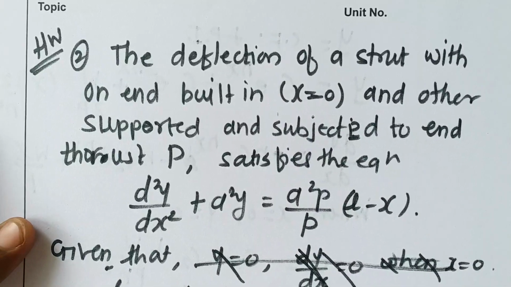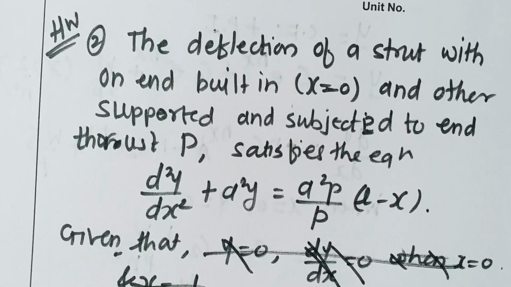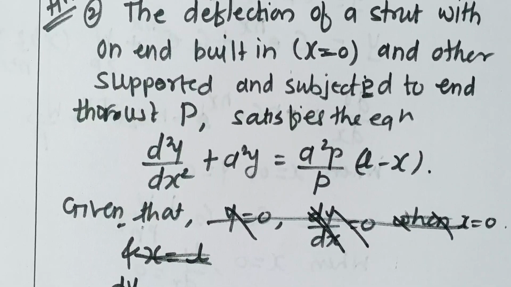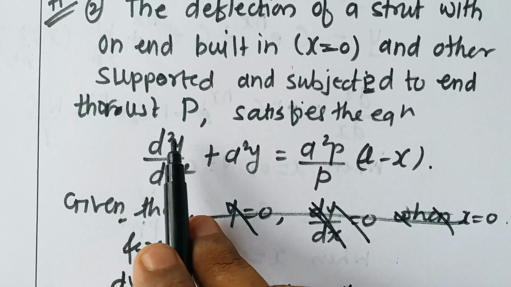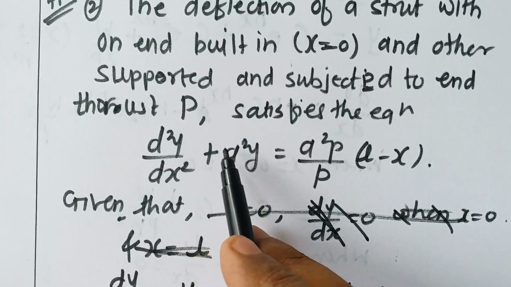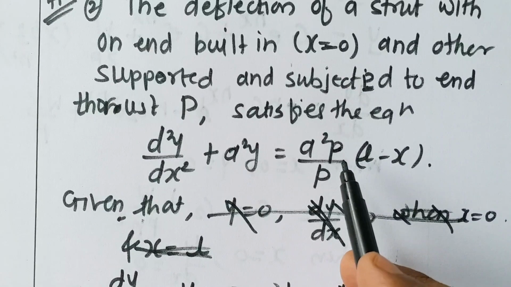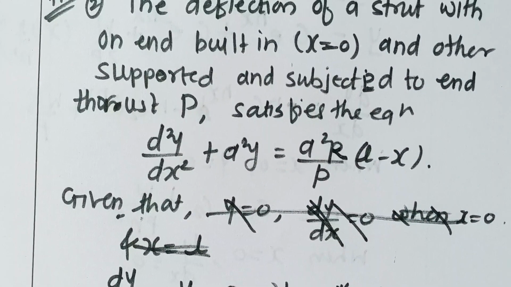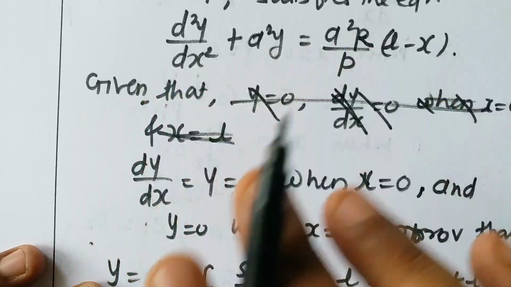This is the problem for practice. The deflection of a strut with one end built in at x equal to 0 and the other supported and subjected to end thrust capital P satisfies the equation. The equation is given as d2y by dx square plus a square y equal to a square capital R divided by P into L minus x. Okay, so this is the differential equation which is given.